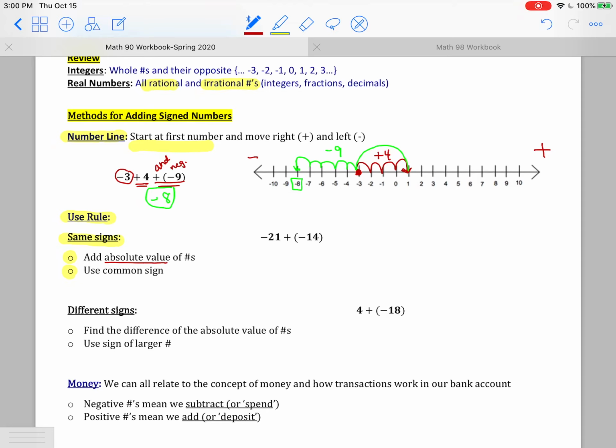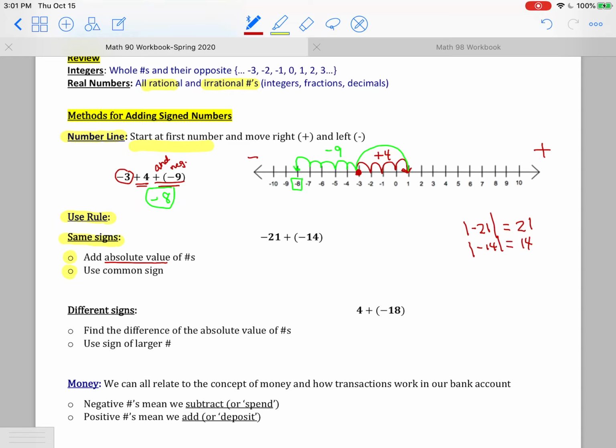Right? So if we're taking the absolute value of a number, for example, negative 21, it's asking how far away negative 21 is from 0. Well, it's 21 spaces, right? Absolute value of negative 14, how many spaces is negative 14 from 0? Well, that's 14 spaces. So basically, in other words, this is telling you to just ignore the sign and just add those numbers together.